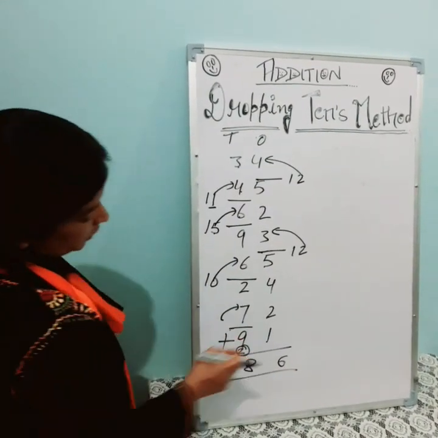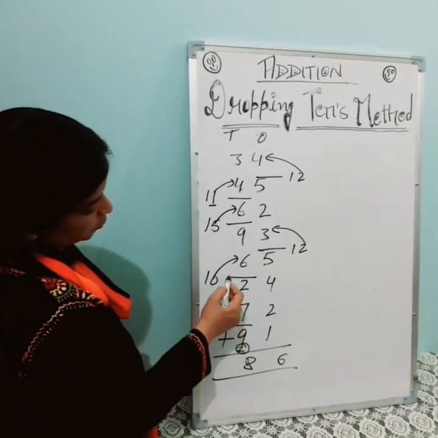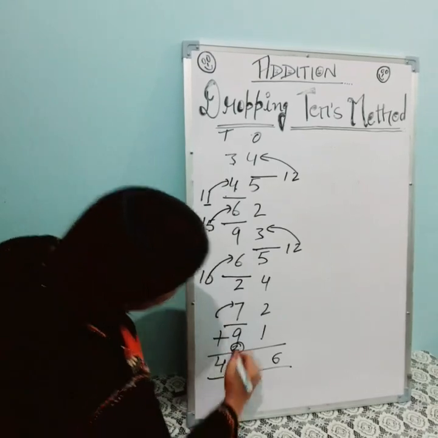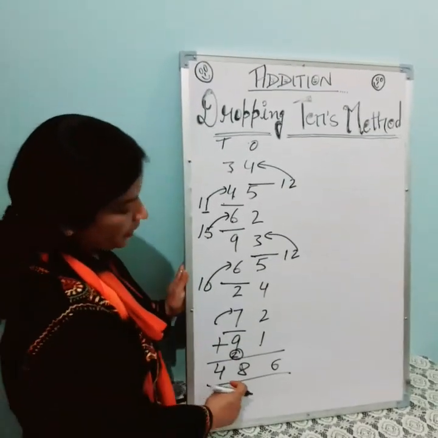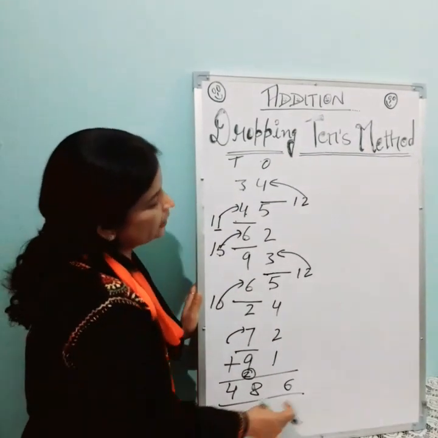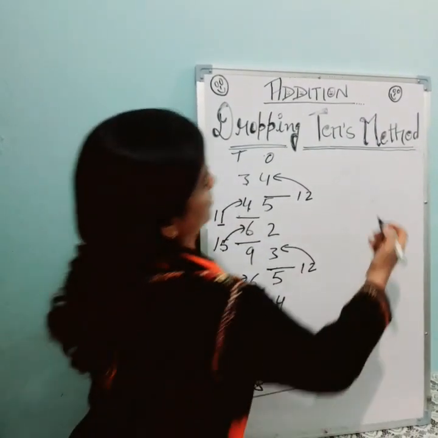After that we count the tens again: 1, 2, 3, 4. So our sum is 486. Next example.